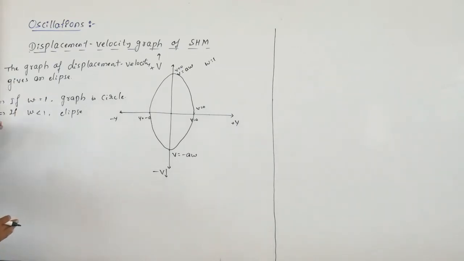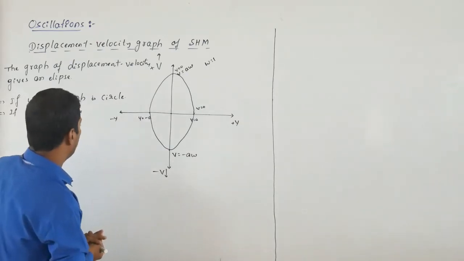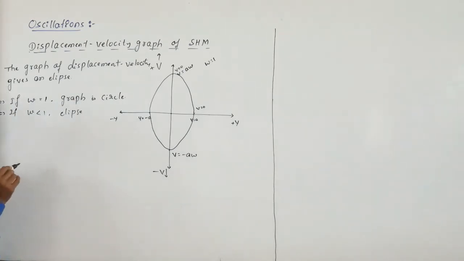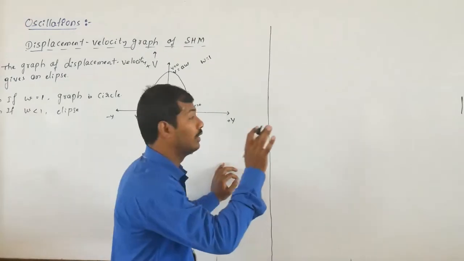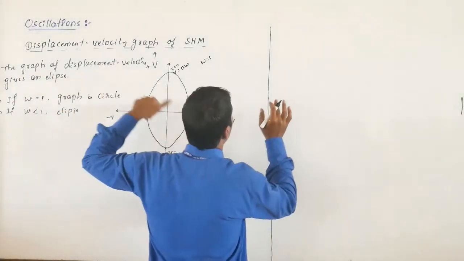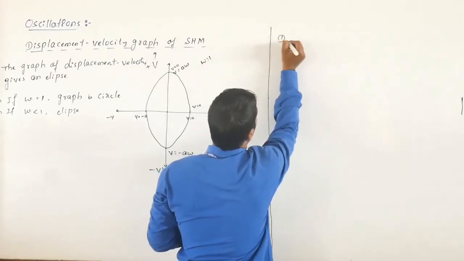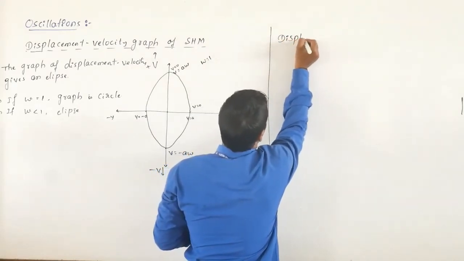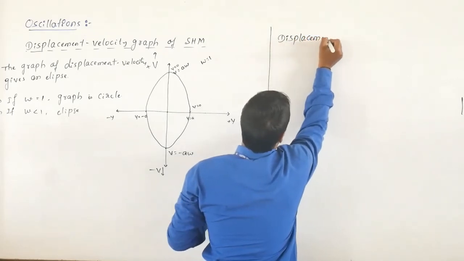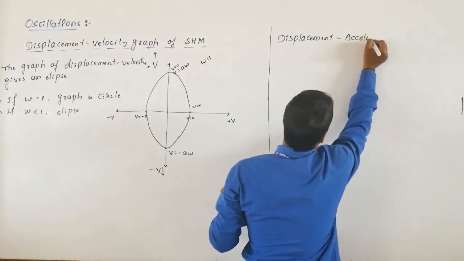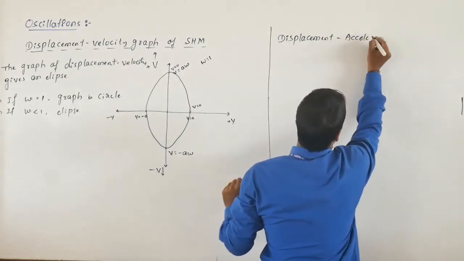Now these are the very important points of the displacement-velocity graph of simple harmonic motion. Next, after velocity, we take acceleration, and next is the displacement and acceleration graph. Okay, that acceleration-displacement graph is there.